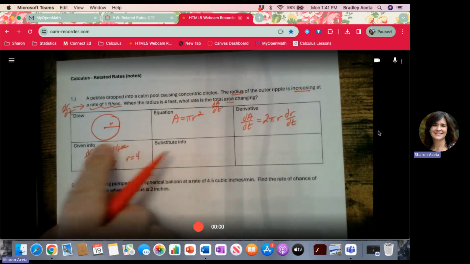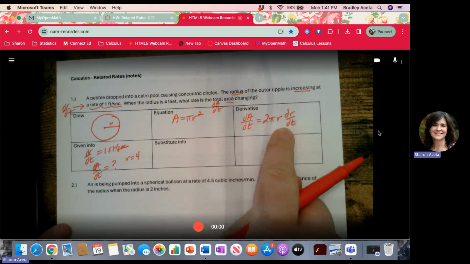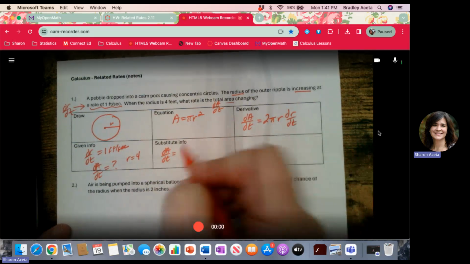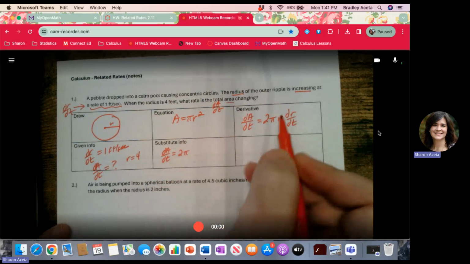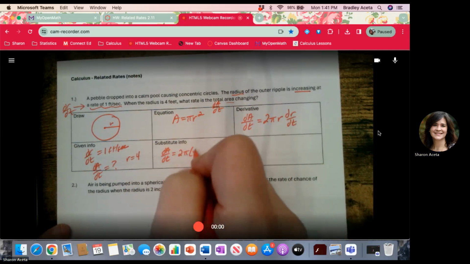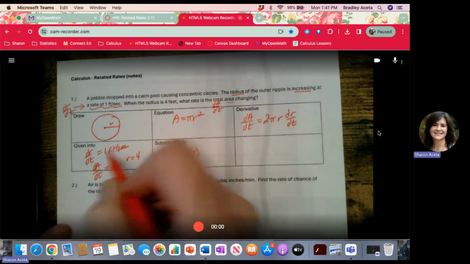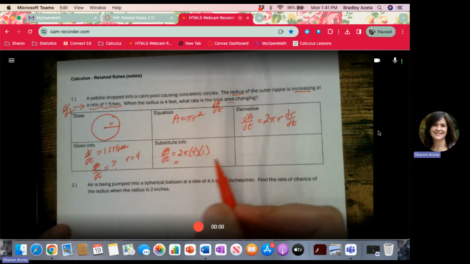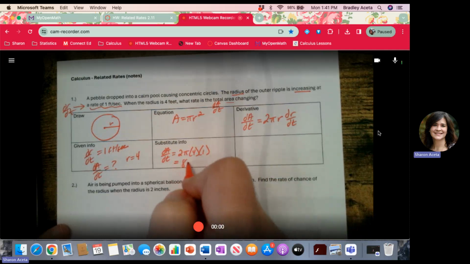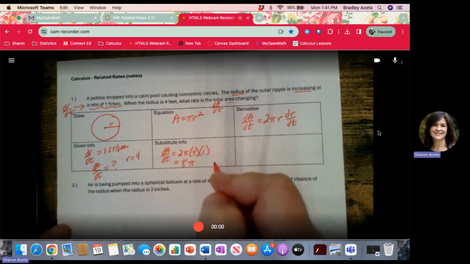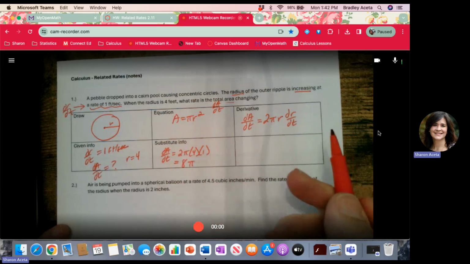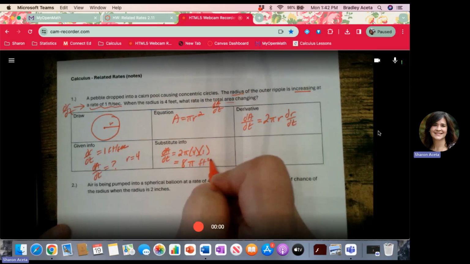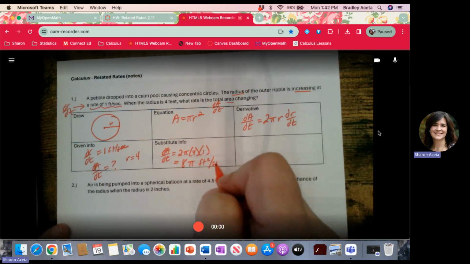So we're going to take this information and substitute it in right here. dA/dt is what I'm trying to figure out. 2 times pi. The r is 4. The dr/dt is 1. And you can keep it in terms of pi. Actually, I like it that way. So this is 8 pi. And area is always measured in squared units. So dA/dt would be feet squared per second.